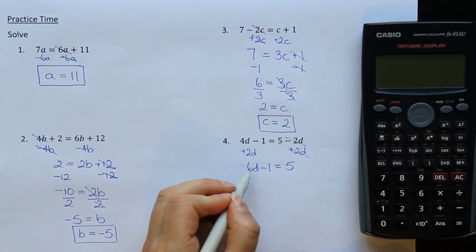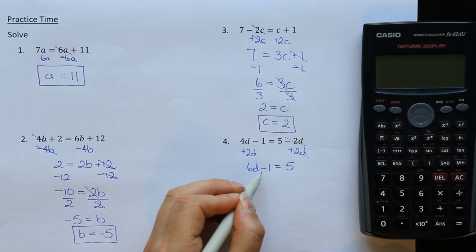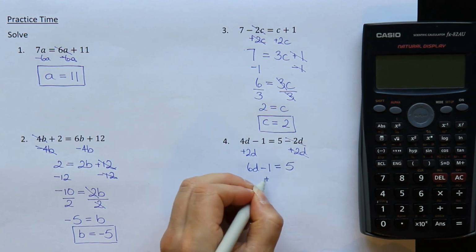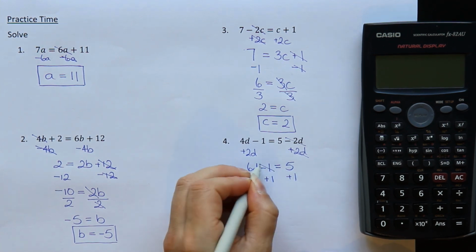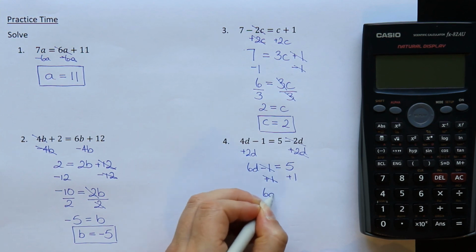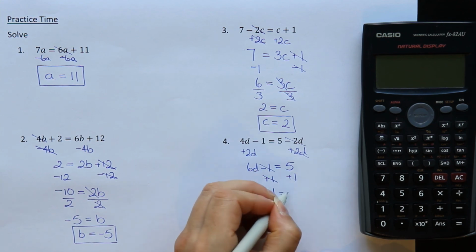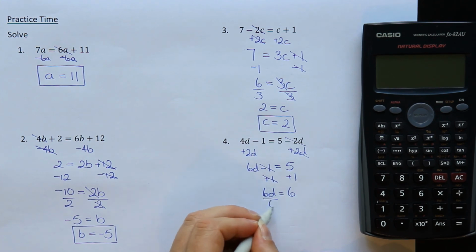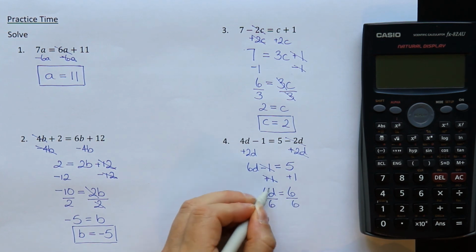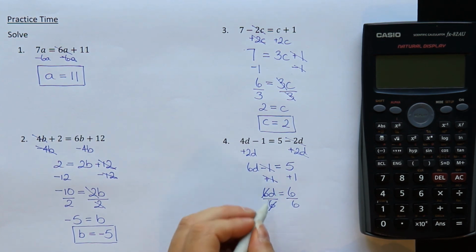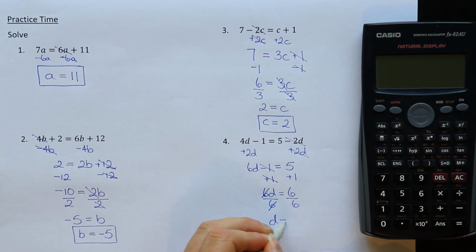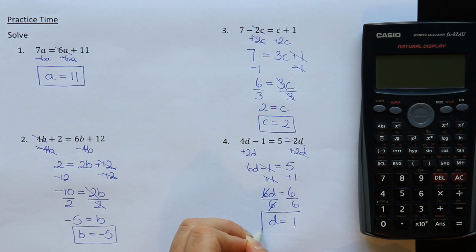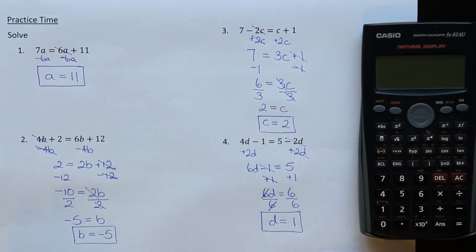Now, moving these numbers away, 6d minus 1. So I need to move the 1 first by adding it. 6d equals 5 plus 1, which is 6. Now to move the 6, it's times with the d, so I need to divide by 6. Cancel those away. D is equal to 6 divided by 6, which is 1. And there you have it.